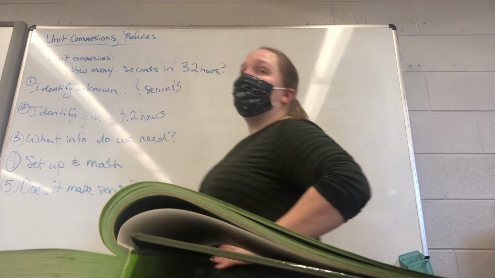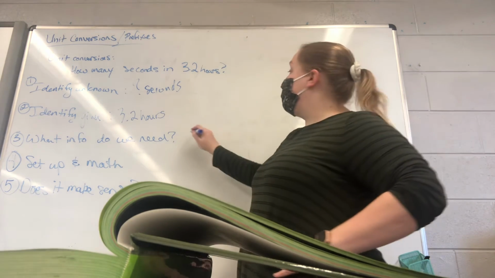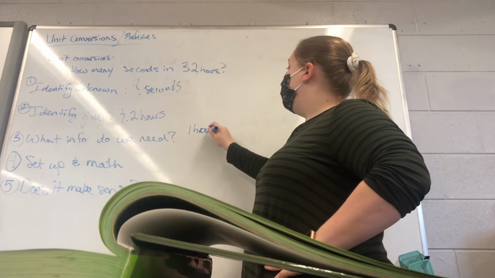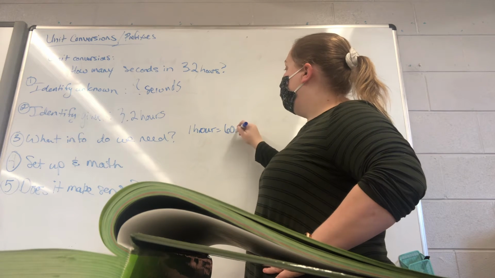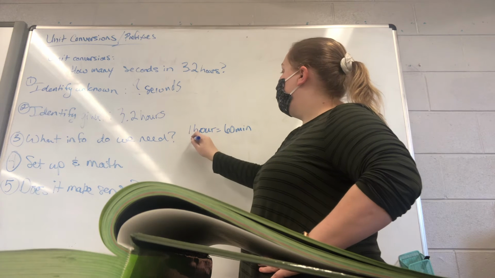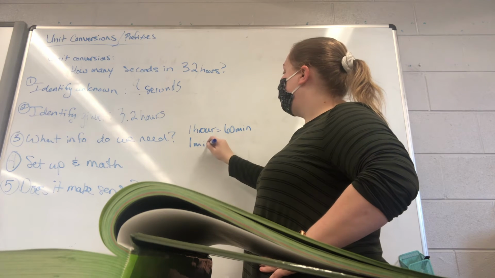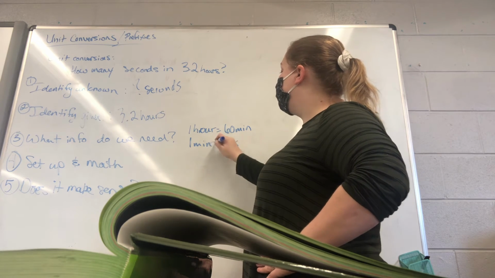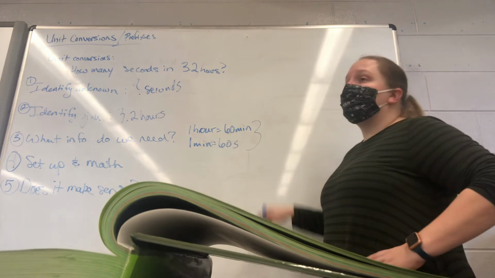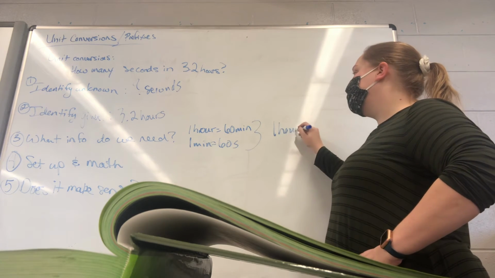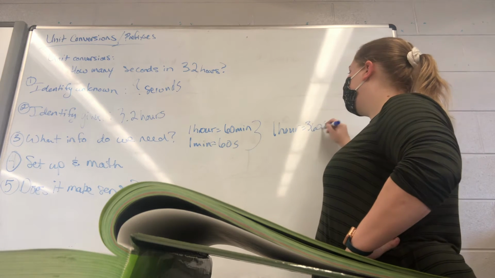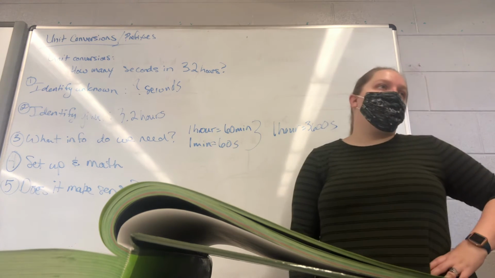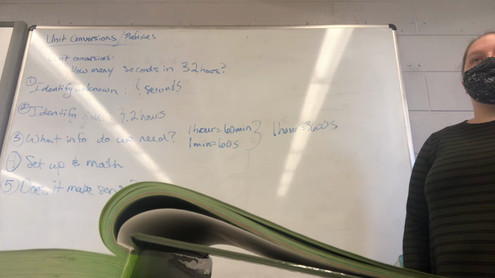Info we need to go from hours to seconds is going to be that 1 hour is 60 minutes and 1 minute is 60 seconds. Or we can combine the two and we can say 1 hour equals 3,600 seconds. Okay, either way, doesn't matter.